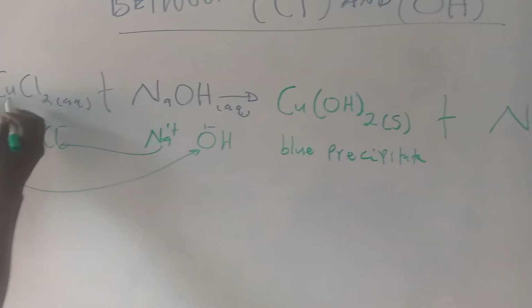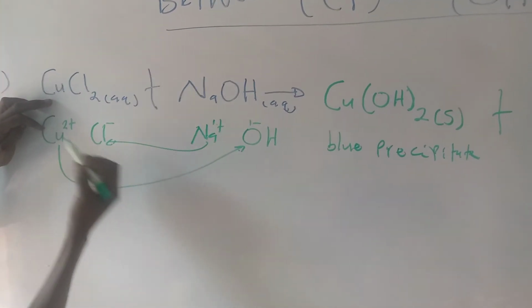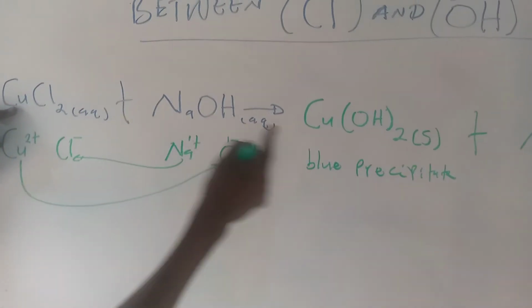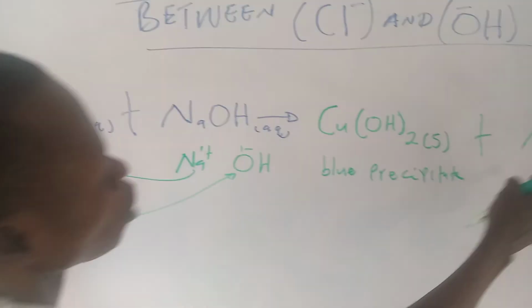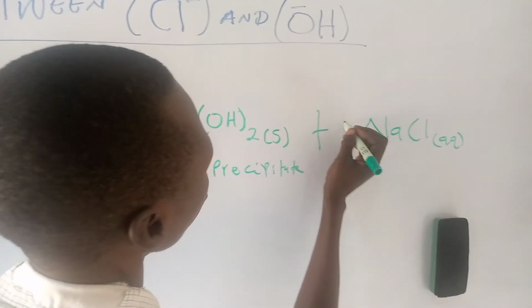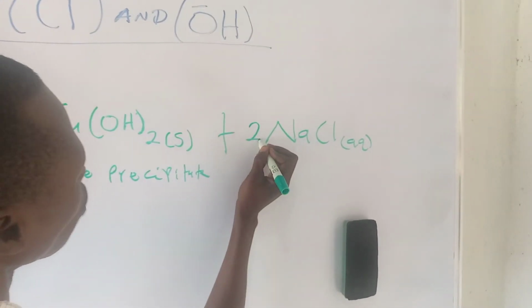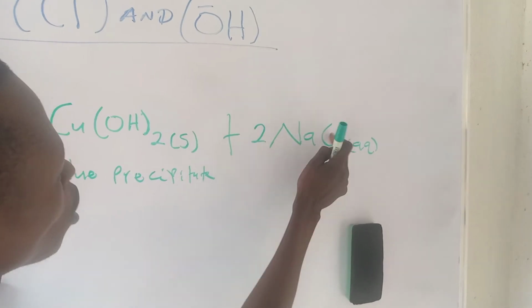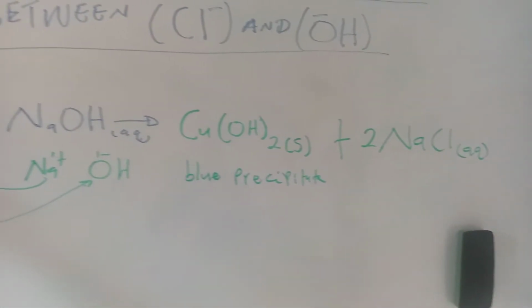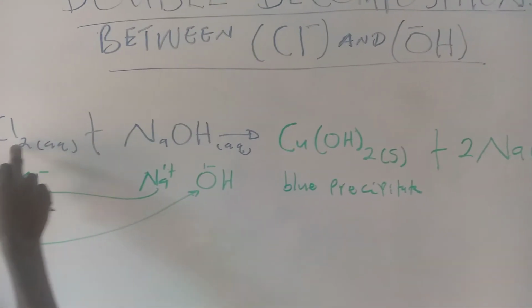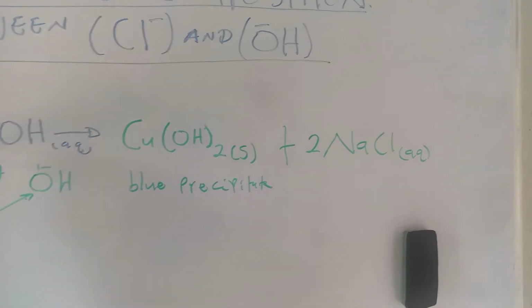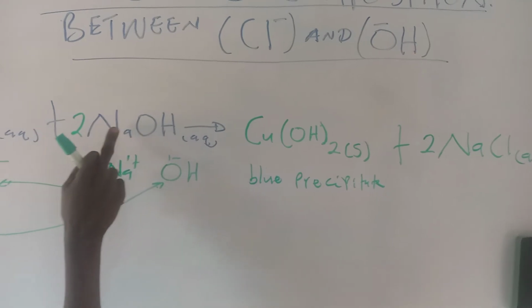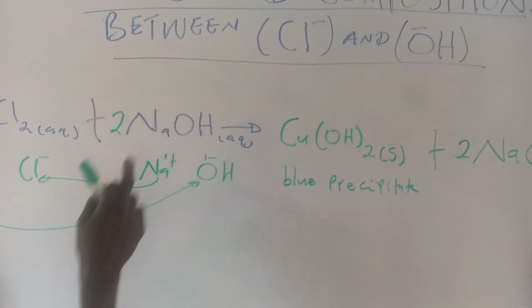To complete, we balance atom by atom. Copper: 1 here, also 1 here. Chloride here is what? 2, here is 1. Now what are we going to do to make this 2? We are going to add 2 as the coefficient of sodium chloride. This 2 multiplies sodium and chloride at the same time. So we have copper 1, chloride 2, chloride 2. Sodium 1 here, and here it is 2, so we write 2 here. This 2 multiplies sodium, oxygen and hydrogen at the same time.